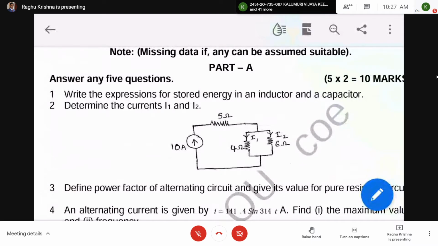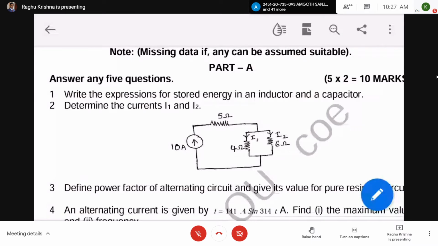Are you able to see the screen? Yes, sir. Okay. So write the expression for energy stored in an inductor and a capacitor. So here you have to derive E is equal to half Li square, and also E is equal to half Cv square for the capacitor.